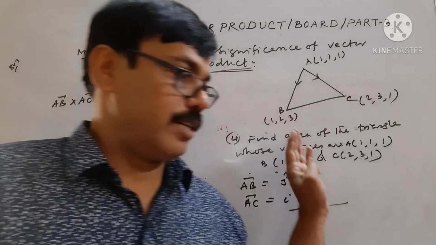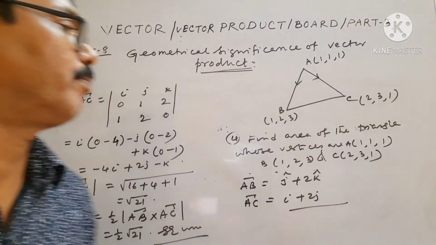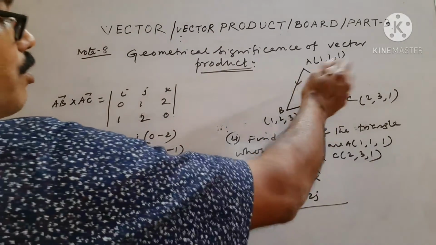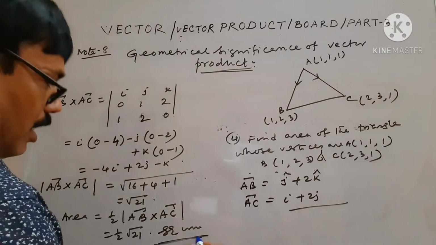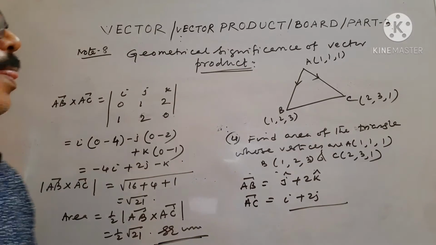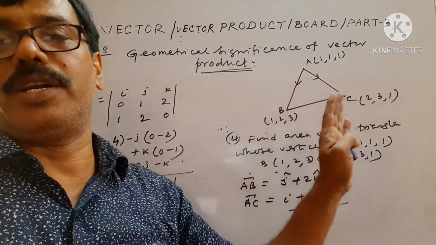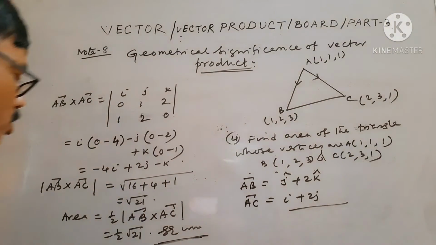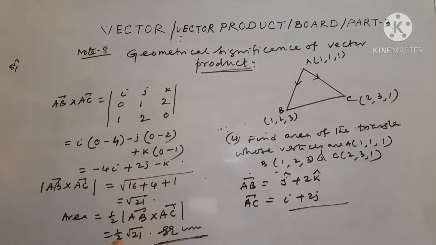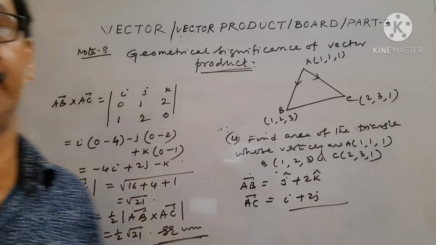Here the adjacent sides are not given, so find the adjacent sides. We may also calculate BA, BC, any two vectors, then take the cross product, take the magnitude, and multiply it by half.